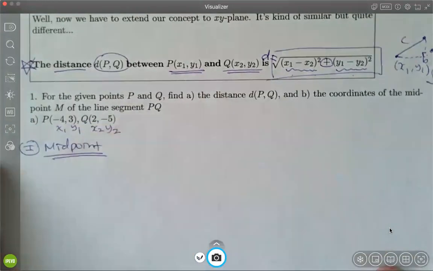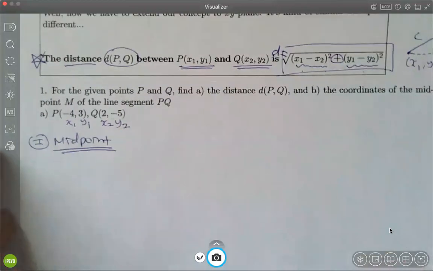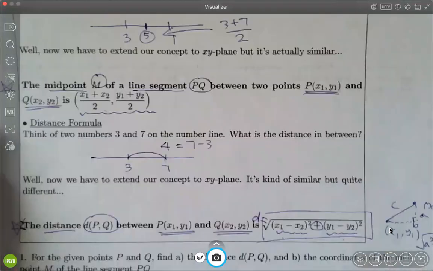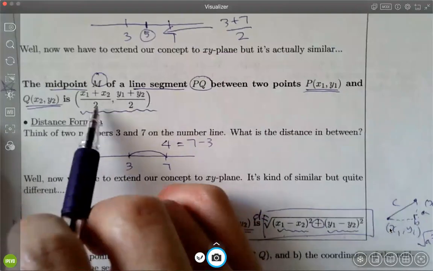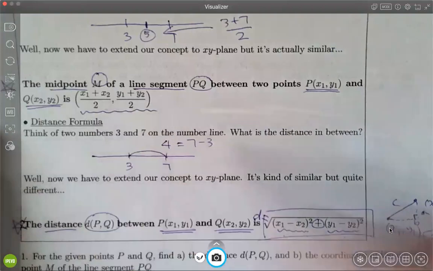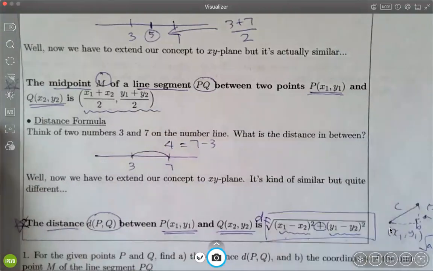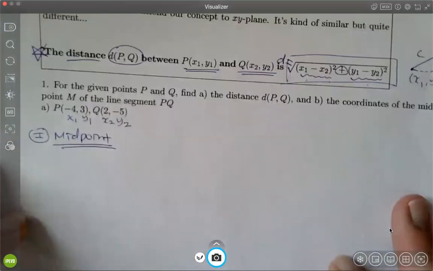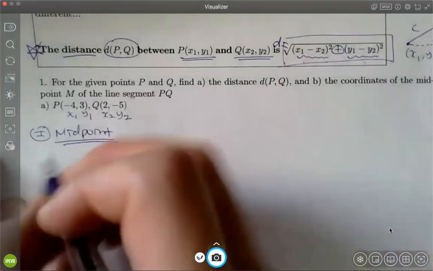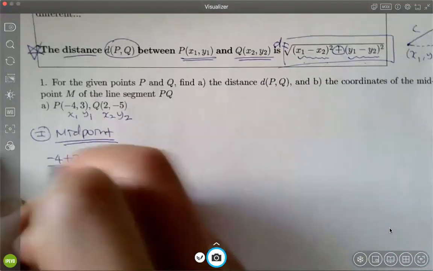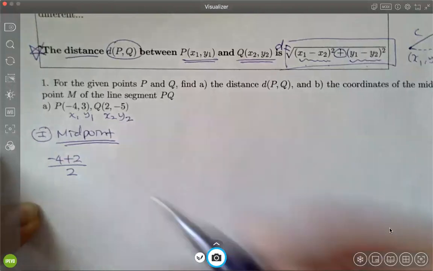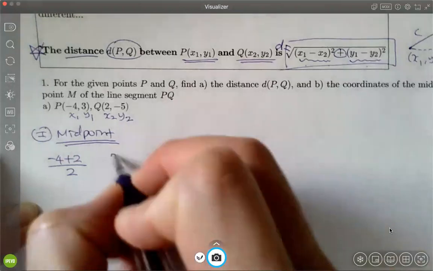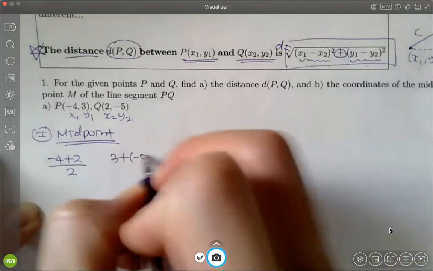So the midpoint first. How do you get the midpoint, remember? First you add the x coordinates and divide it by 2, and do the same thing for the y coordinates, right? So what does that mean? -4 plus 2 all over 2. And then 3 plus -5 all over 2.